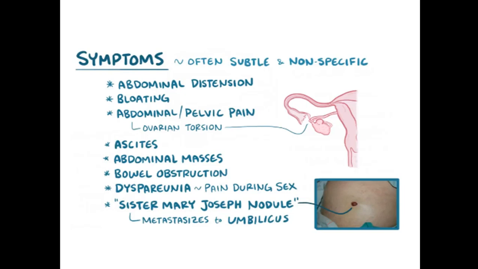A special point here that I want to mention is the development of the Sister Mary Joseph nodule, and this can be seen when an ovarian tumor metastasizes to the umbilicus. And this can happen with almost all ovarian tumors, the Sister Mary Joseph nodule.